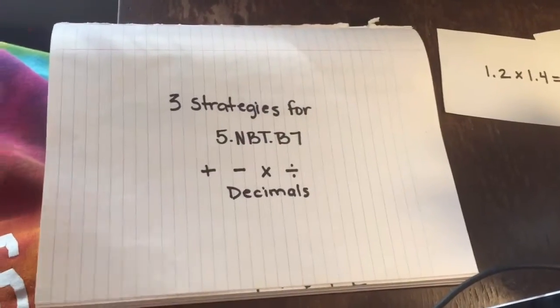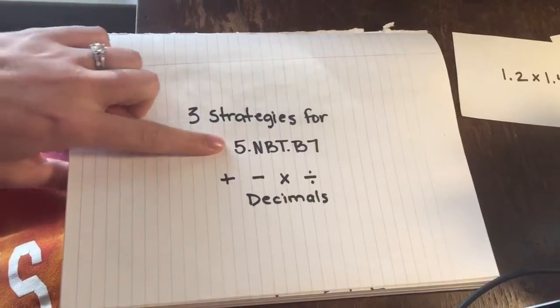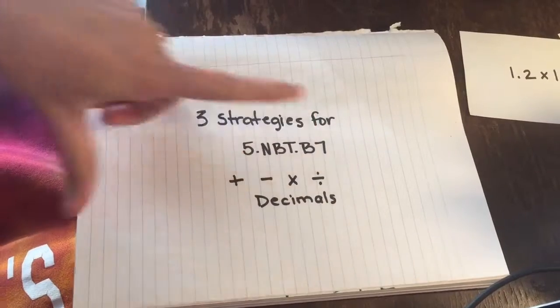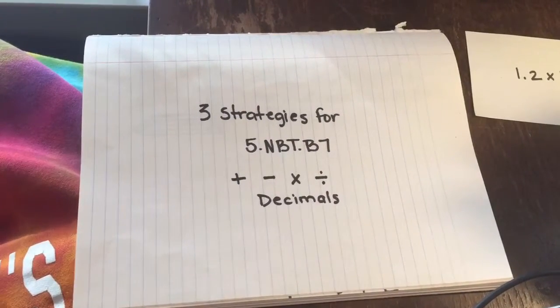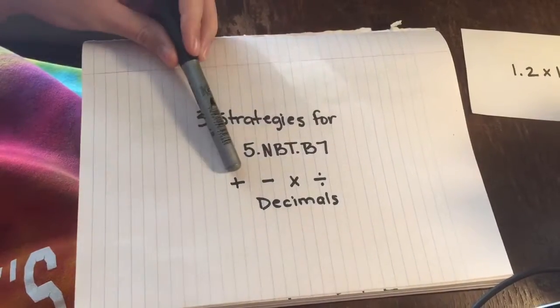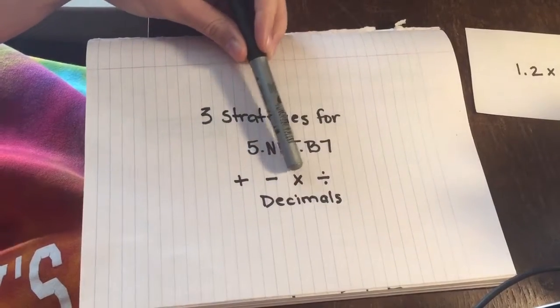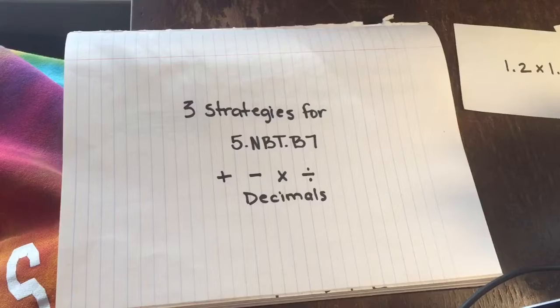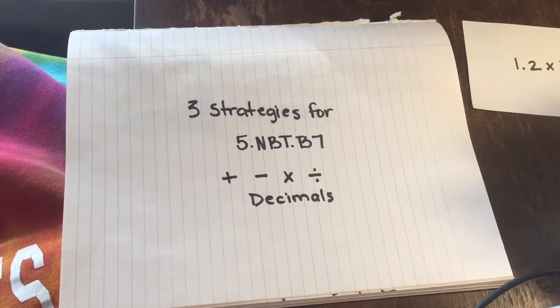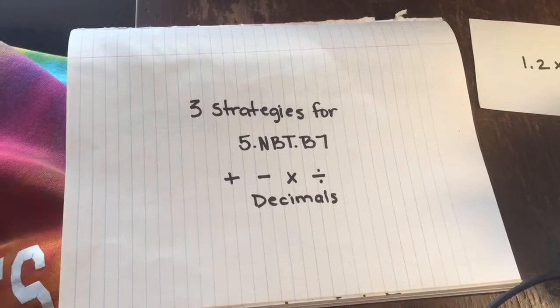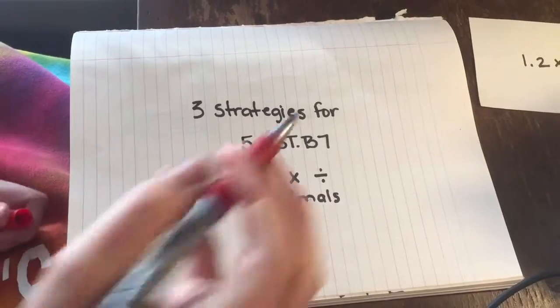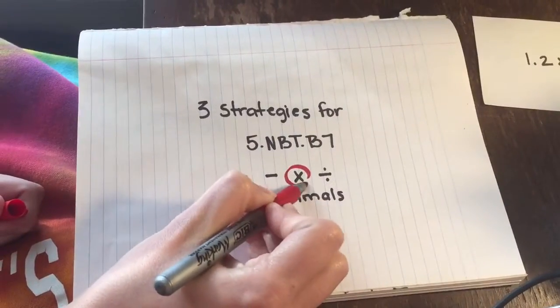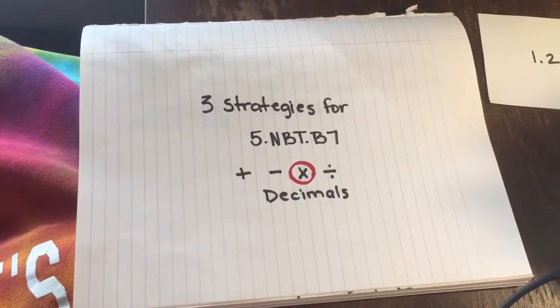Today I'm going to be showing you 3 strategies to master 5.NBT.B7, and this is the Common Core State Standard that asks for students to be able to add, subtract, multiply, and divide decimals using concrete models and drawings, and then strategies based on place value. So today in my lesson I'm going to focus on the multiplication part of this standard of decimals.